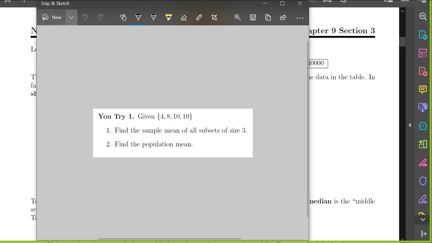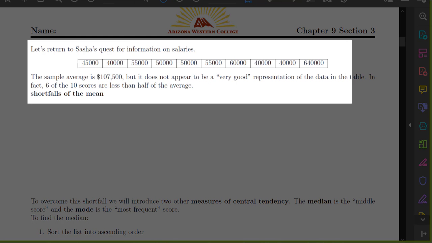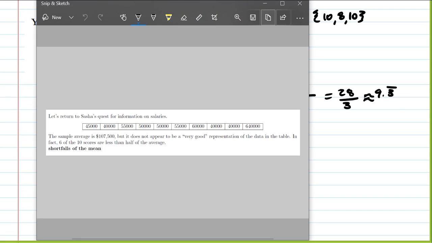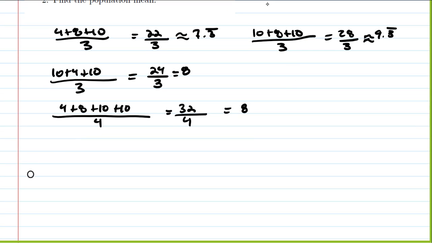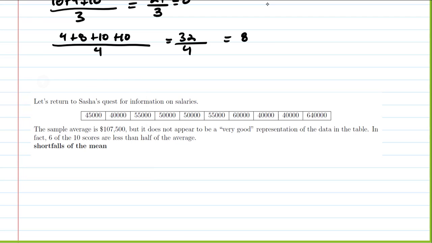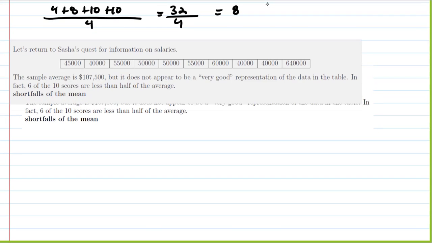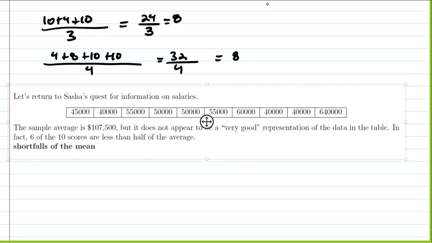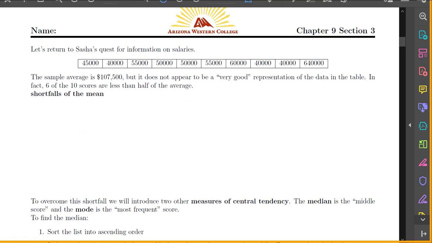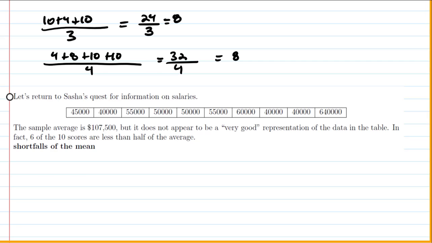So let's return to Sasha's quest for information on salaries. So we've got that table of values, and we had the average was 107,500, but it does not appear to be a very good representation of the data in the table. In fact, 6 of the 10 scores are less than half the average. So this leads to the idea, well, what are the shortfalls of the mean? So in this case, the mean does not seem to be a very good representation.